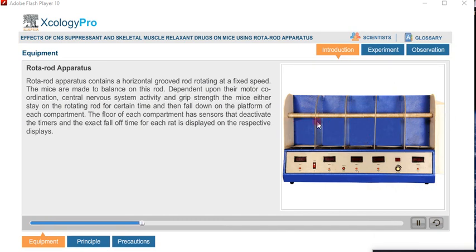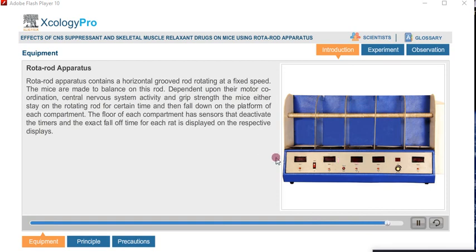One rod is horizontally mounted in different chambers. You can see there are 5 chambers, and each has a digital counter. The floor of each compartment has a sensor that activates the timer. When the animal falls down on the floor, the timer will be stopped and the count will be stopped. So you can see the count as their muscle activity.